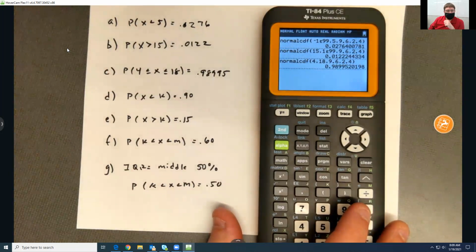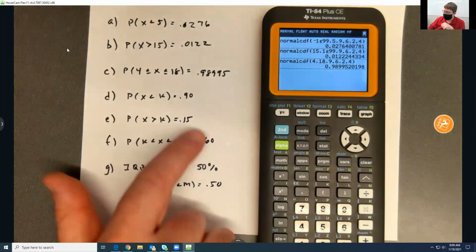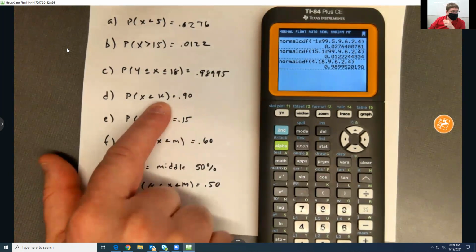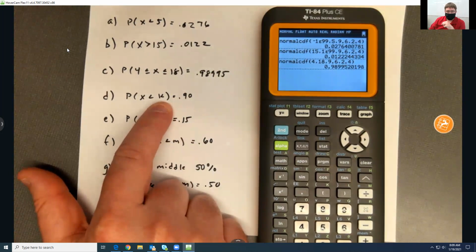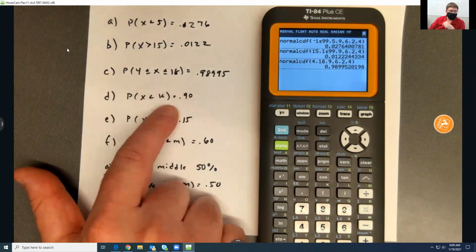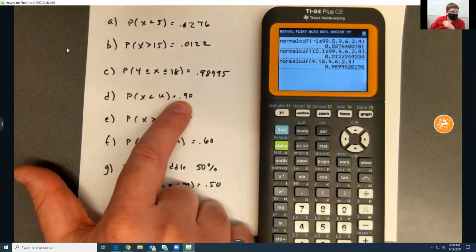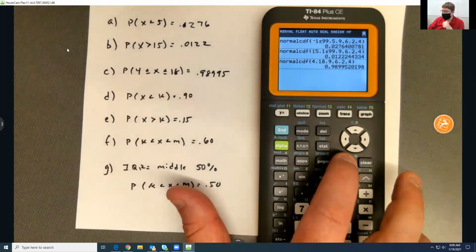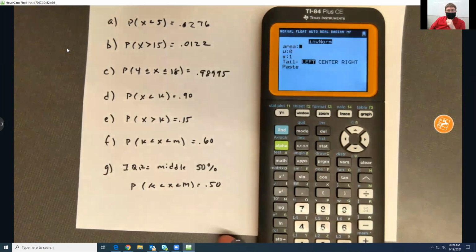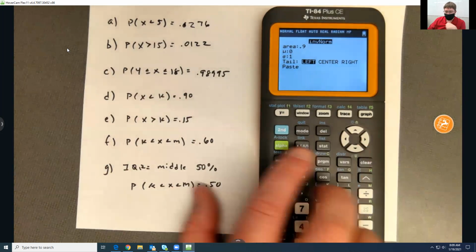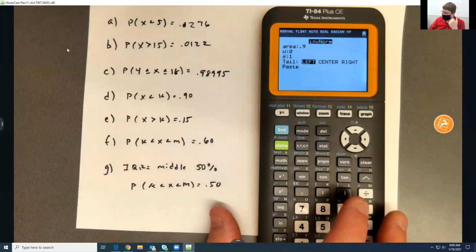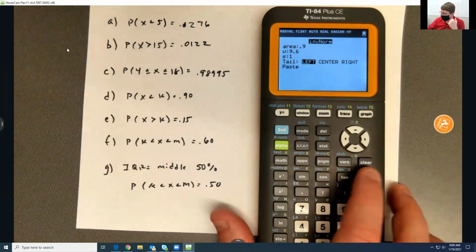All right, letter D, probability that X is less than some number is 90%. So we need to figure out what this K is, or this missing number, a little lowercase x or whatever. So when I'm looking for the value, but I'm given the percentage, then I switch gears and I go to number 3. Because now I got to type in an area that I have. So I have 0.9 or 0.90. All right, my average and standard deviation for this are still the same, so still 9.6 and 2.4.